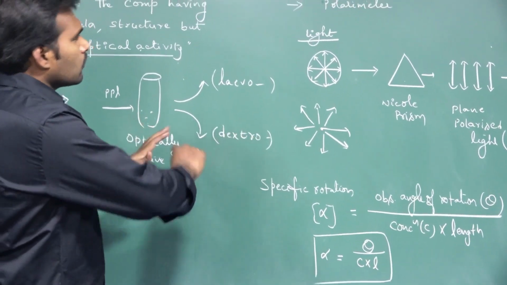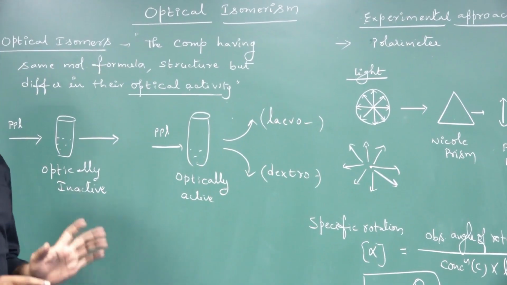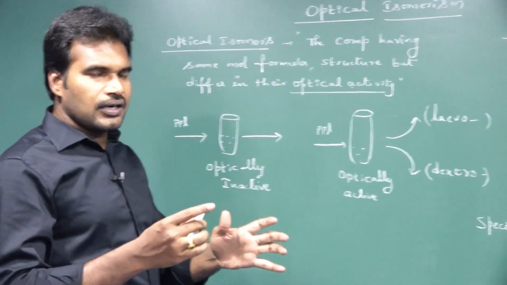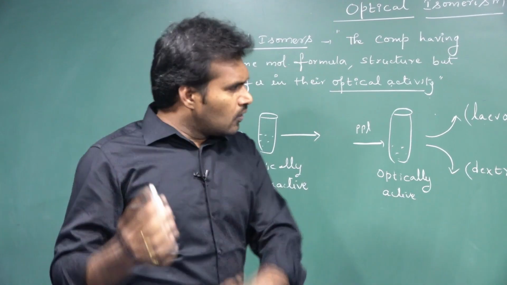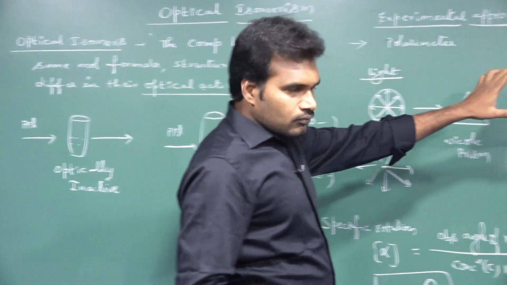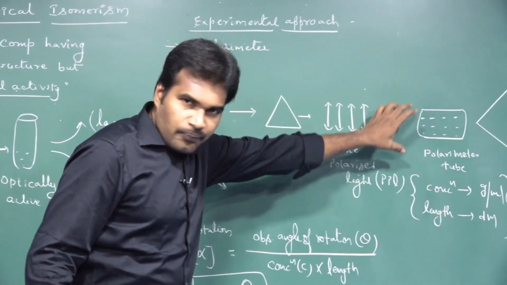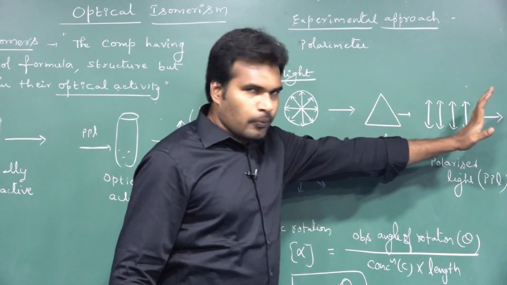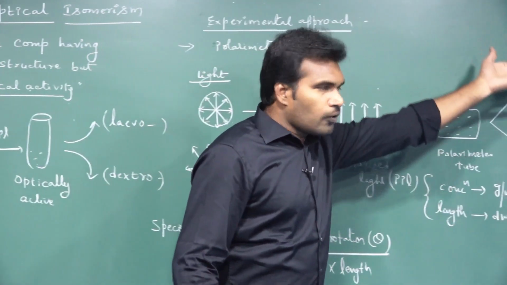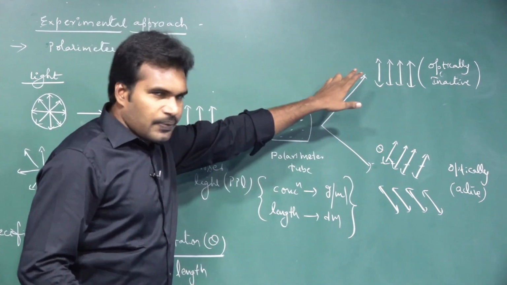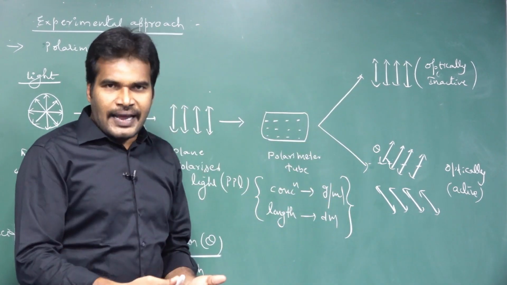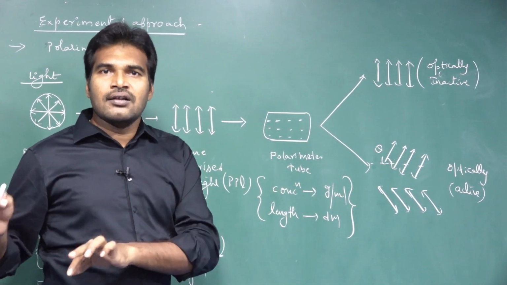So this is the experimental approach. Experimentally, how can we conclude the given compound is optically active or inactive? Simply, you prepare the solution, you take that solution in the polarimetric tube, and irradiate the plane polarized light. If they won't bend, if they exit with the same angle of rotation, that is optically inactive. If they bend with a certain angle, okay, then that is optically active.